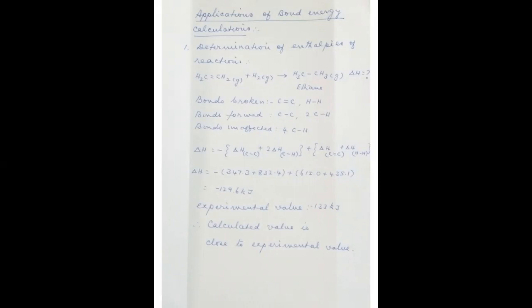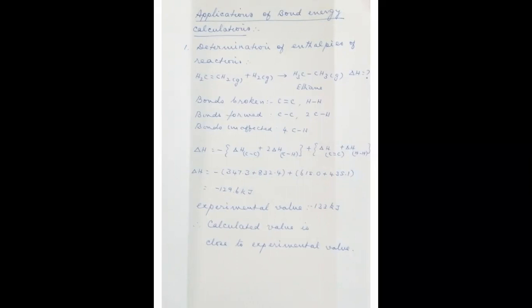ethylene reacting with hydrogen to form ethane. What is the enthalpy change accompanying this particular process? There are two bonds broken. One is the C double bond C bond, and the hydrogen molecule is broken to hydrogen atoms. And the new bonds formed are one C-C bond and two C-H bonds, because the four C-H bonds are remaining unaffected.